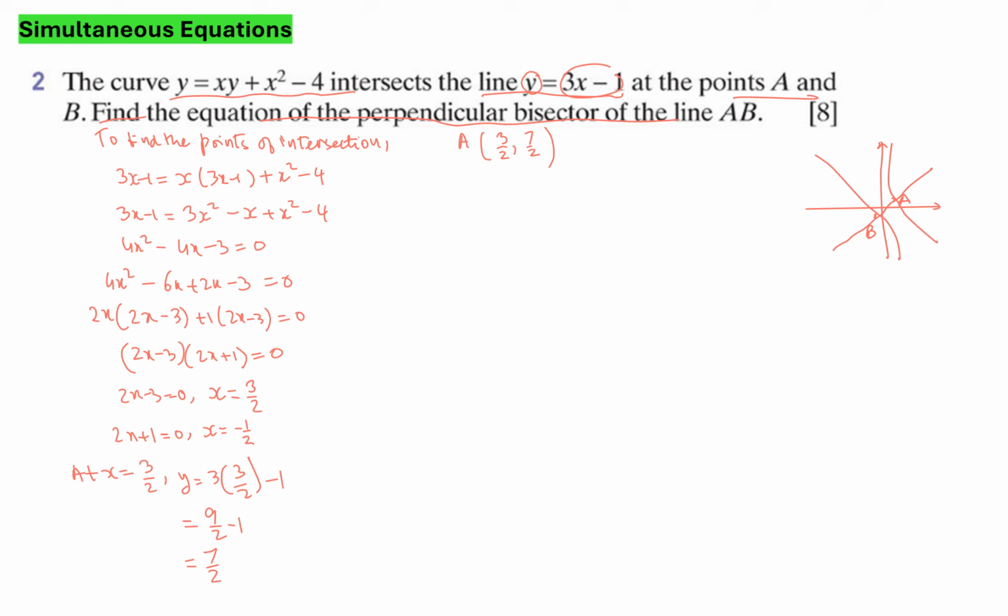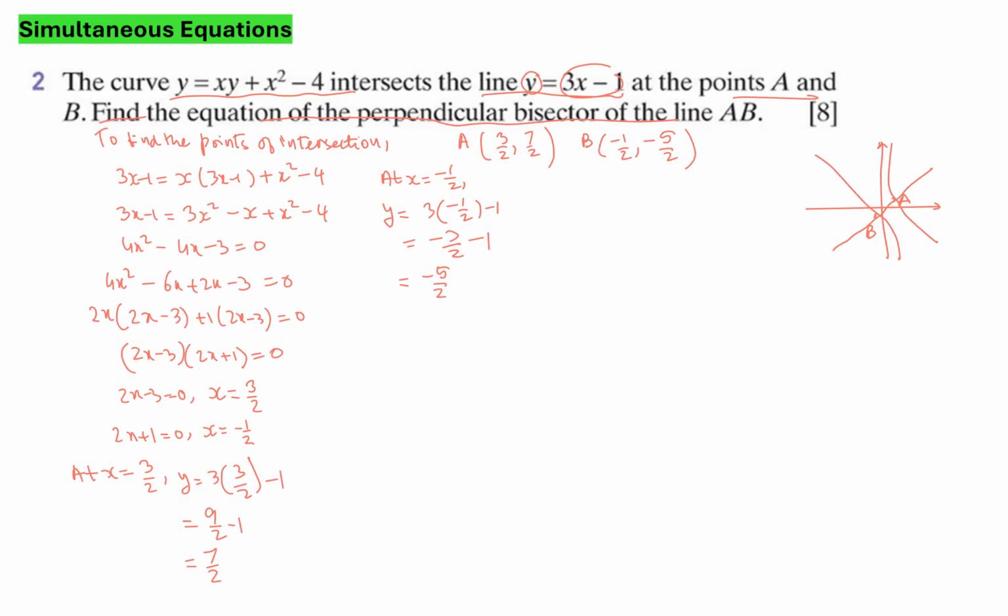And then if I look at the other value of x, x is minus half. So at x equals minus half, y equals 3 times minus half minus 1, that is minus 3 over 2 minus 1, that is minus 5 over 2. So hence the point B would be minus half, minus 5 over 2. So we have the 2 points A and B now.